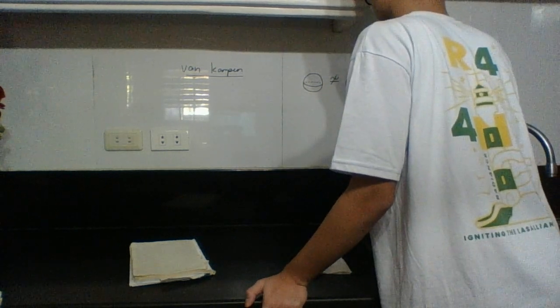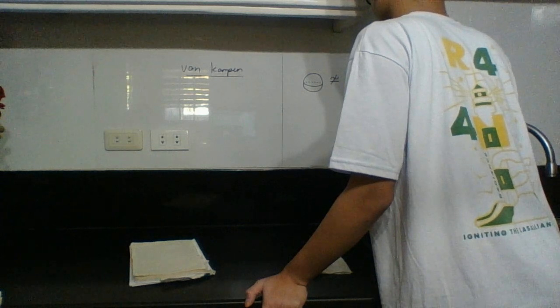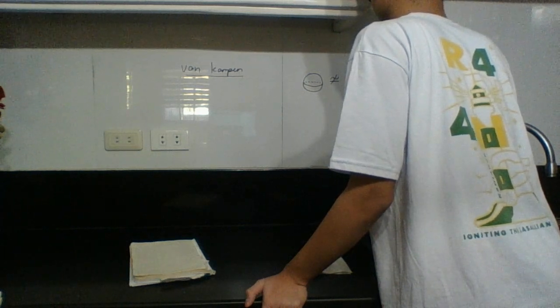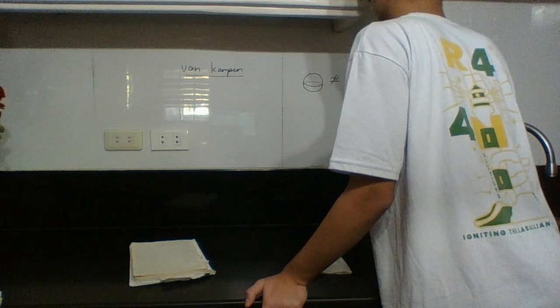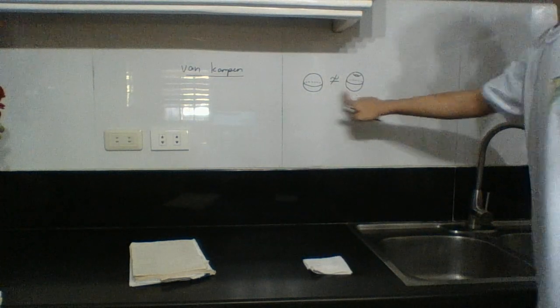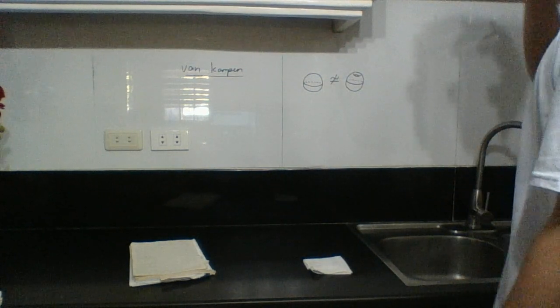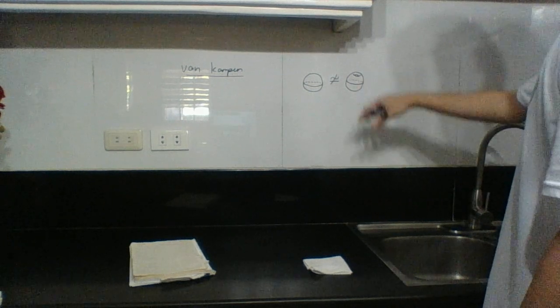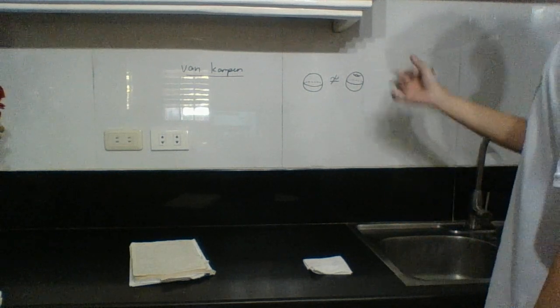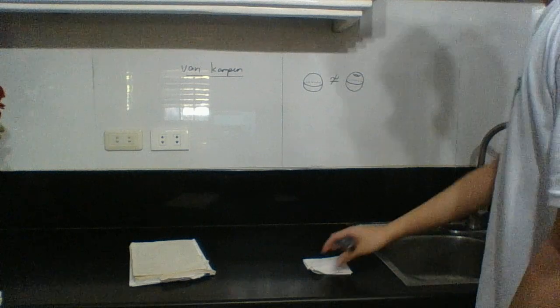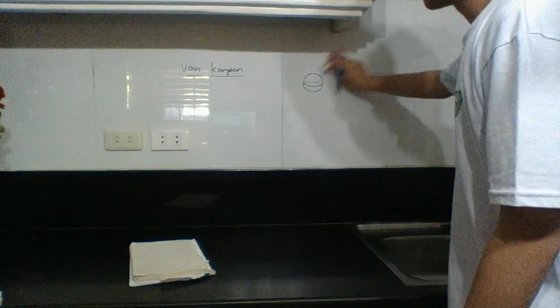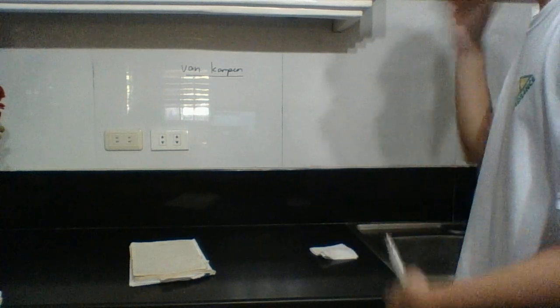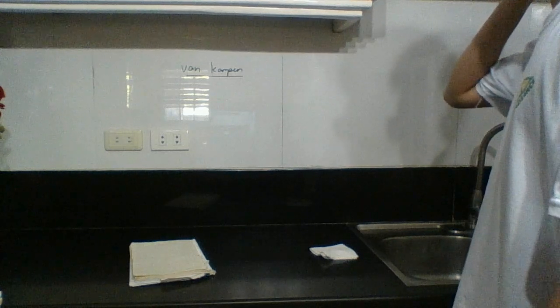I have a sphere, but I punched a hole in it. It's not the same as this over here. So Van Kampen tells us this here is not the same. And so it's our first method of determining whether two spaces are precisely the same or completely different.